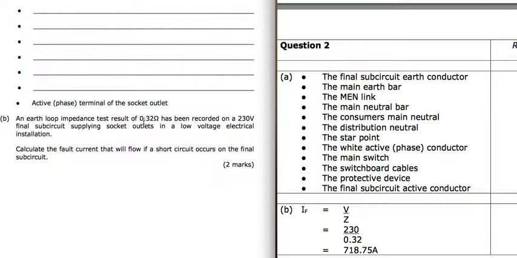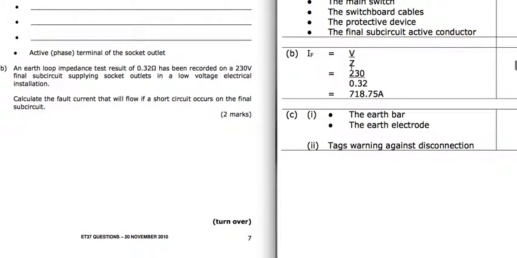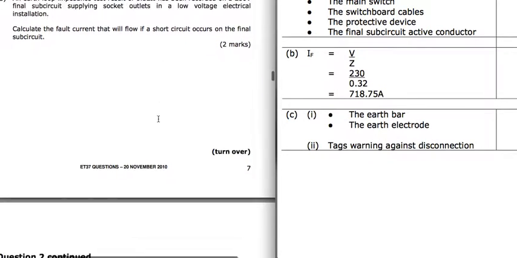An earth fault loop impedance test of 0.32 has been recorded for a 230 volt low voltage installation. Calculate the current, so it's a nice easy one. We've got our voltage divided by impedance, 230 divided by 0.32, gives us 718.75 amps, so a huge current because we've got a very low earth fault loop impedance, which is what we want because we want that protective device to operate quickly.